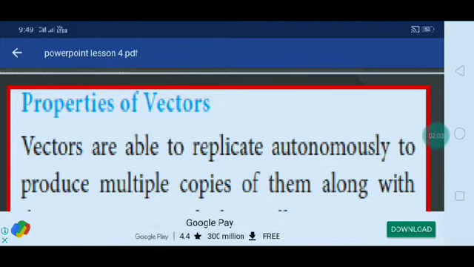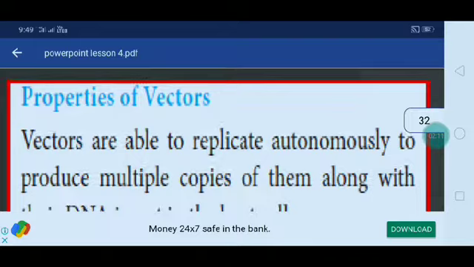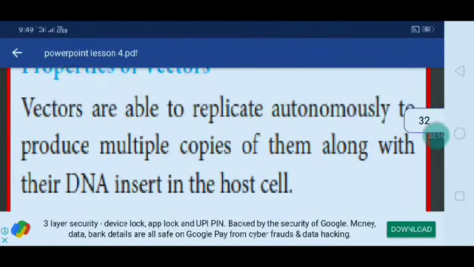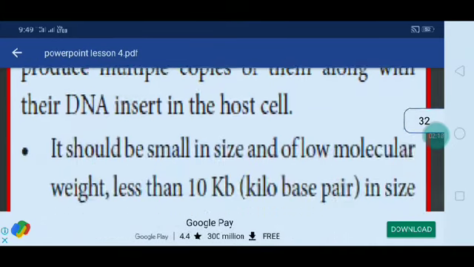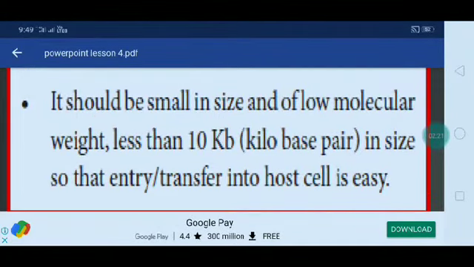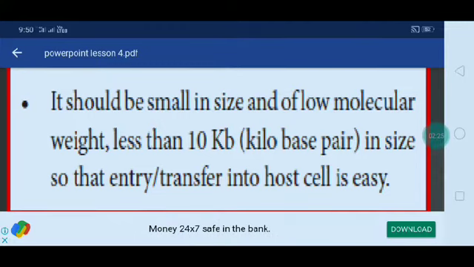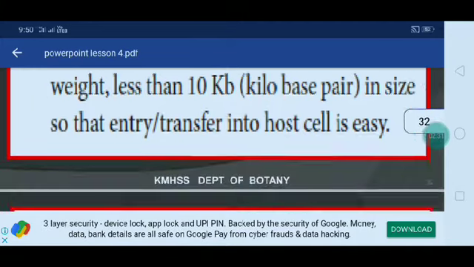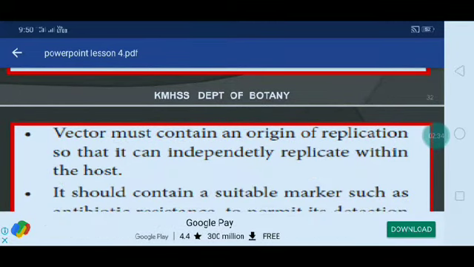These vectors are autonomously replicable, producing multiple copies of themselves along with the DNA insert in the host cell. That is the first property of vectors. It should be very small in size and of low molecular weight, less than 10 kilobases, so that entry or transfer into the host cell is very easy. Then the vector must contain an origin of replication so that it can independently replicate within the host cell.